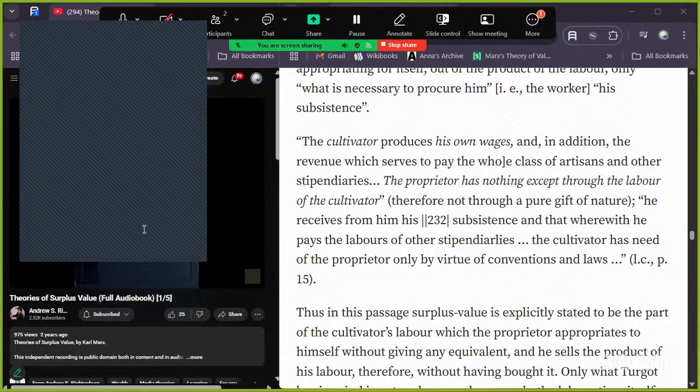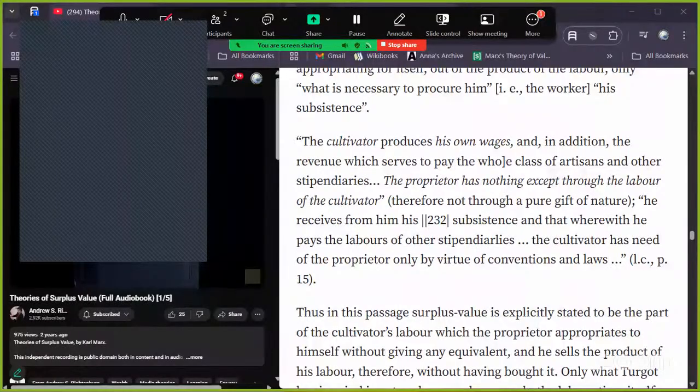the worker, his subsistence. Quote: "The cultivator produces his own wages, and, in addition, the revenue which serves to pay the whole class of artisans and other stipendiaries. The proprietor has nothing except through the labor of the cultivator, therefore not through a pure gift of nature.